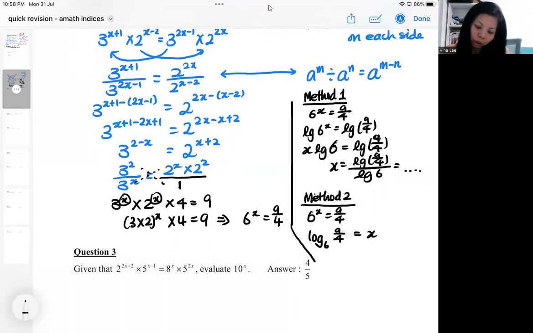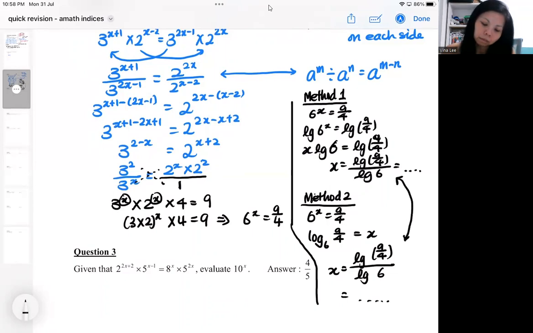But you need to do a change of base. You still need to do a change of base because otherwise you cannot punch it on your calculator. You are required to give the value of x to 3SF. So you got to do a change of base. Usually we'll change it to base 10 because that will allow me to punch in the calculator. So eventually I will get the same answer. It's up to you which one you prefer.